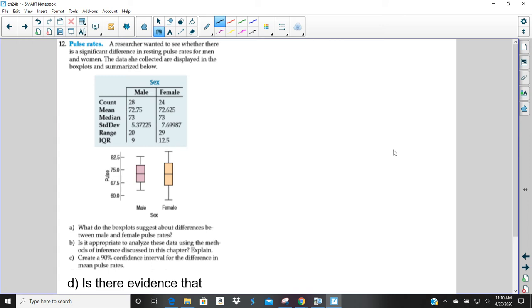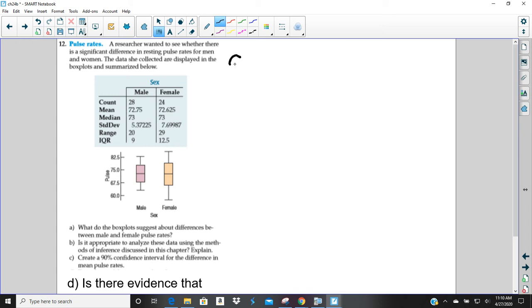They're giving us what some of the numbers are, what the range was. That was good, so we don't have to estimate. They're also telling us what the median is and what the IQR is. Fairly cool. What do the box plots suggest about the differences between male and female pulse rates? So this is where you're going to talk about CUSS.